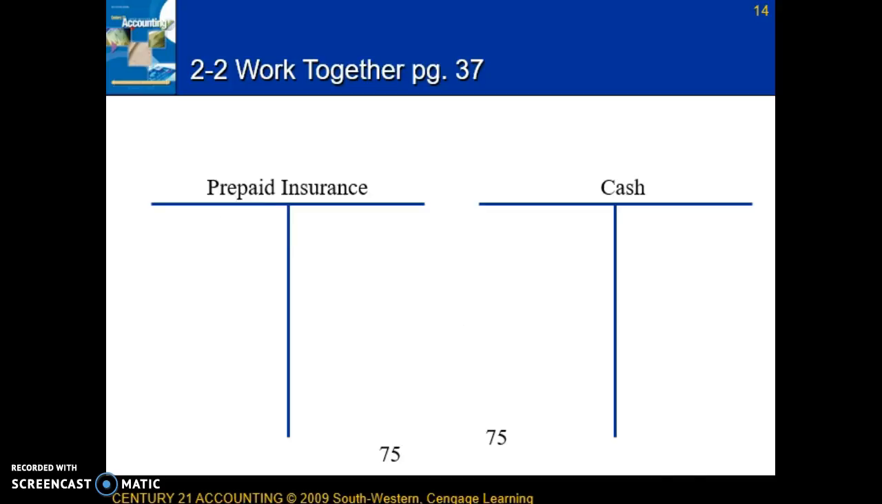On August 5th, we paid cash for insurance, $75. So our 2 accounts that are affected are prepaid insurance and cash. Both of these are once again assets, which means they are increased with a debit and decreased with a credit. So if we paid cash, we know that cash is going to be a credit of $75. And since our prepaid insurance is increasing, it's going to be a debit of $75. Notice once again how our debits and our credits are equal.